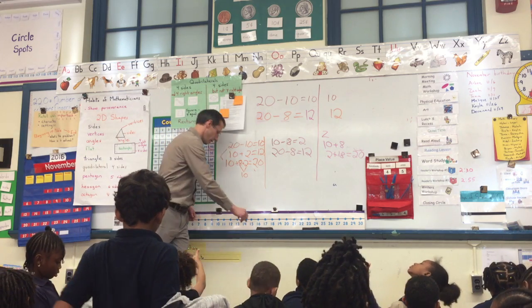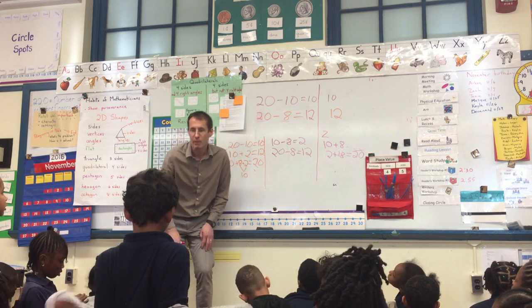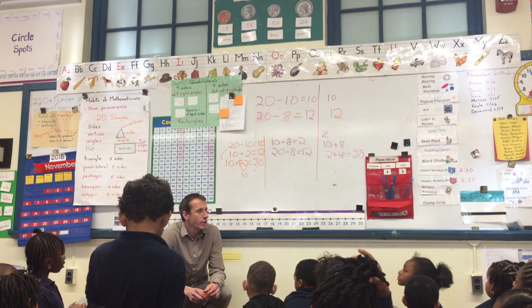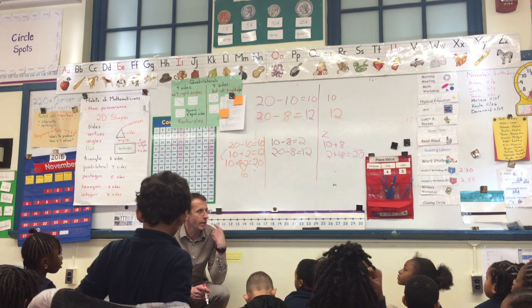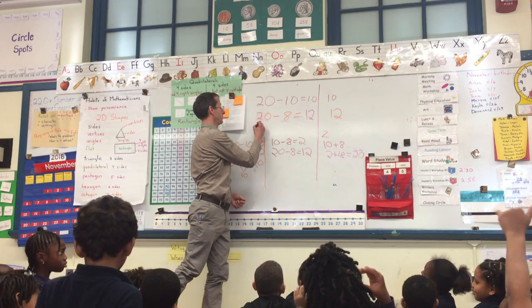Actually, let's do one more. My daughter, she's 4. She doesn't eat as much candy. She had 20 pieces and she ate 5. How many does she have left?